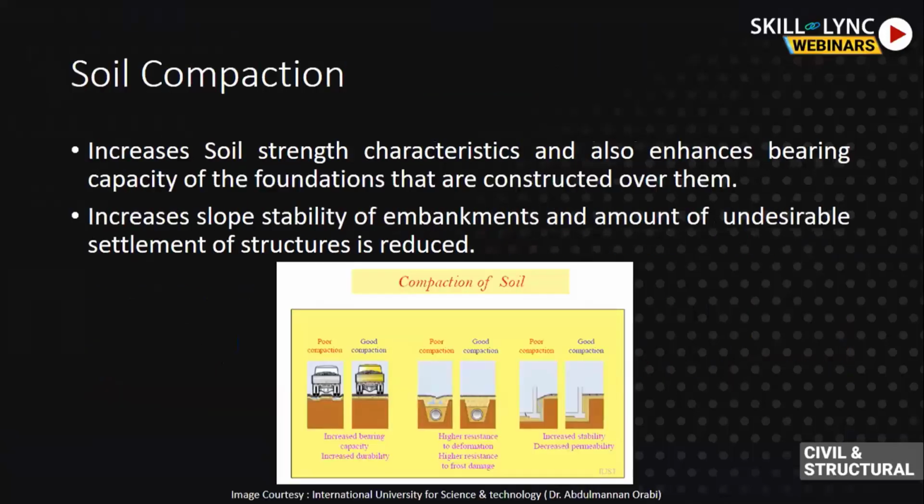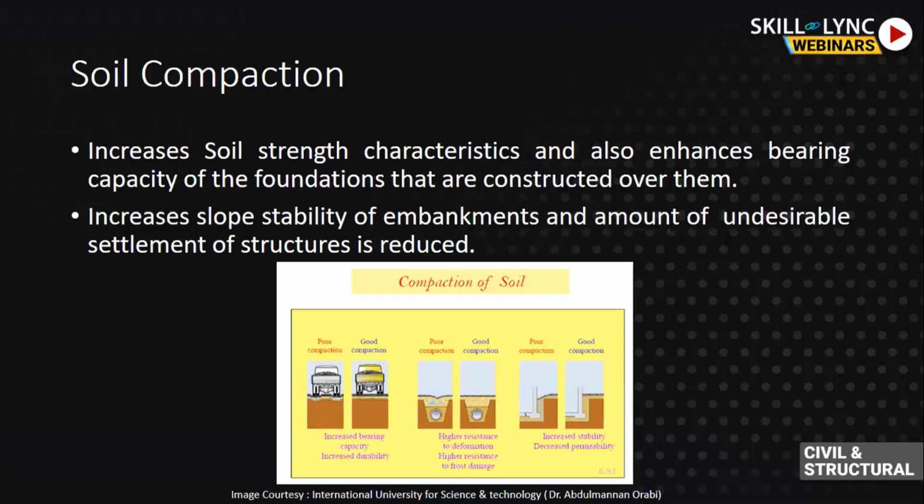Soil compaction is basically a method where we increase the soil strength and characteristics, and also enhance the bearing capacity of the foundations that are constructed over them. It increases the slope stability of embankments, and the amount of undesirable settlement of the structure is reduced.